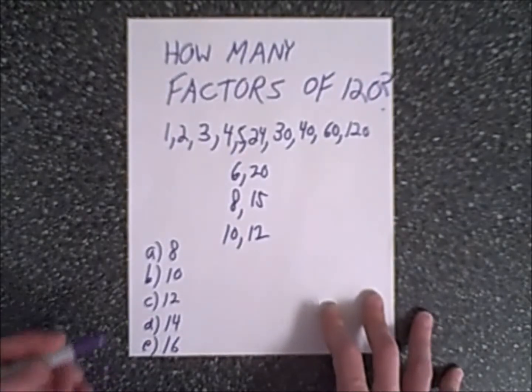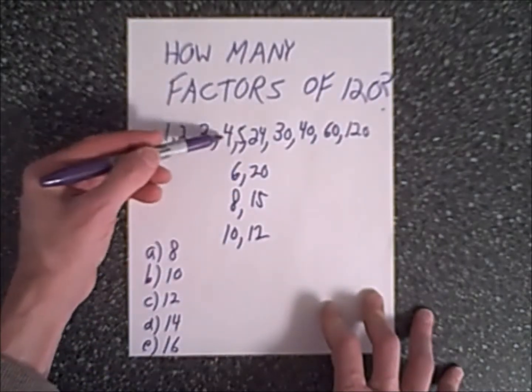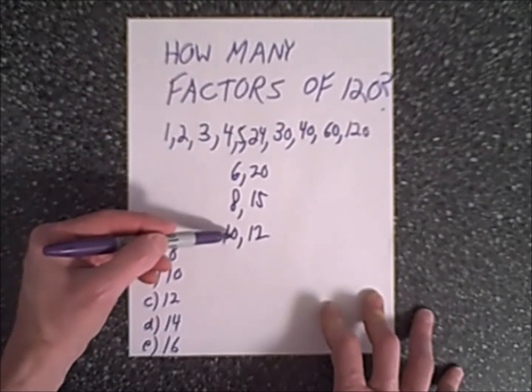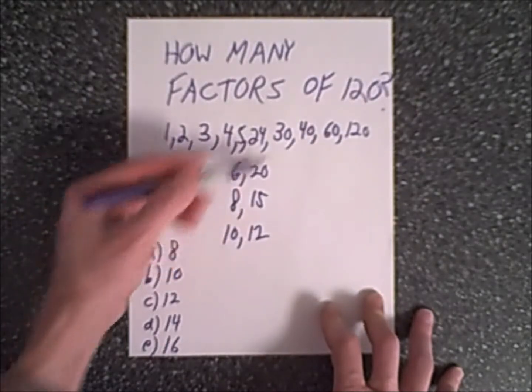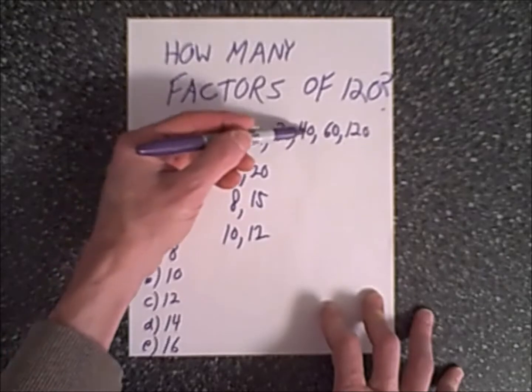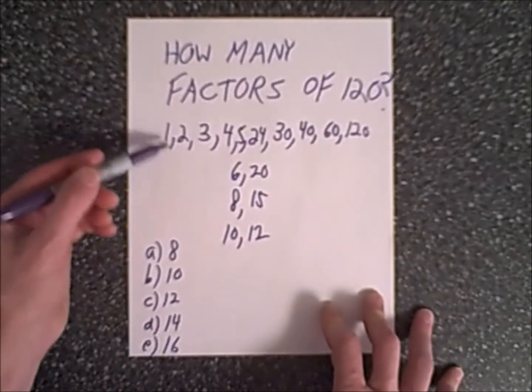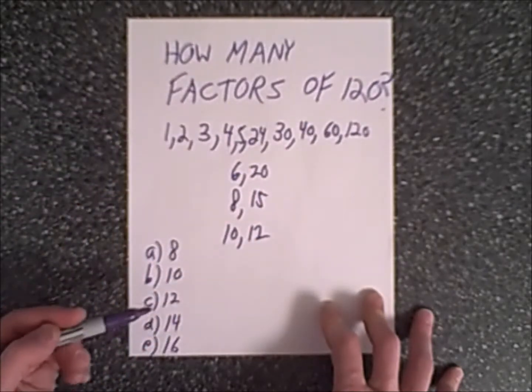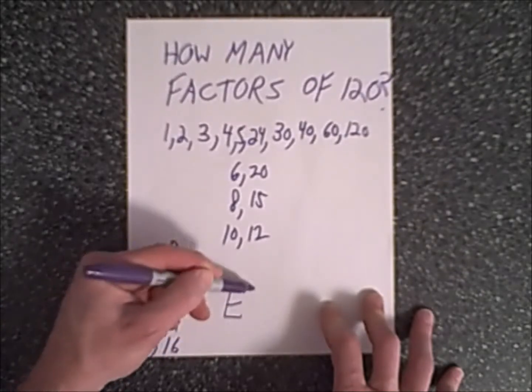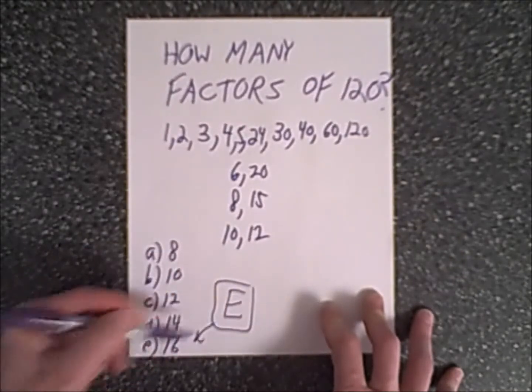So let's see how many we came up with. We came up with 1, 2, 3, 4, 5, 6, 7, 8. And its counterparts should be 8 on this side: 1, 2, 3, 4, 5, 6, 7, 8. And that means there are a total of 16 factors. So the answer is E, 16.